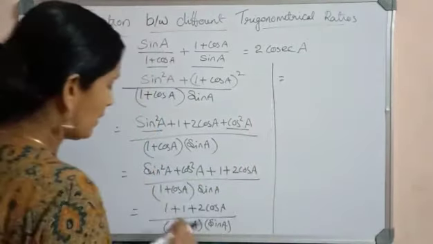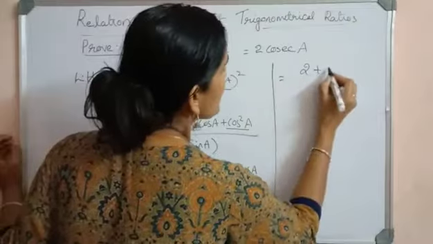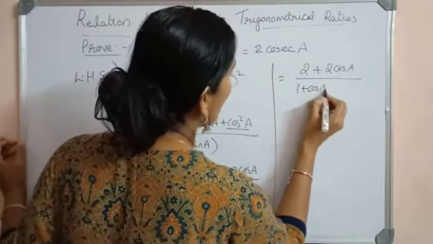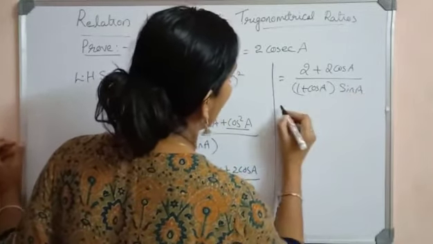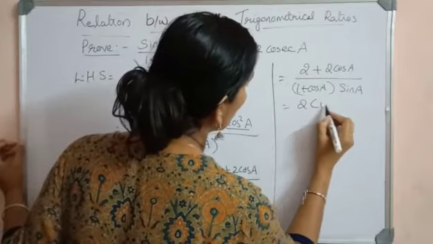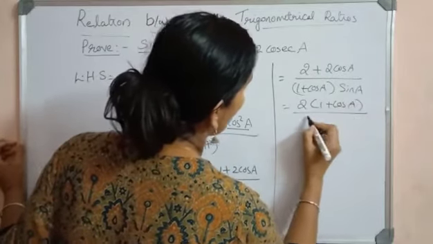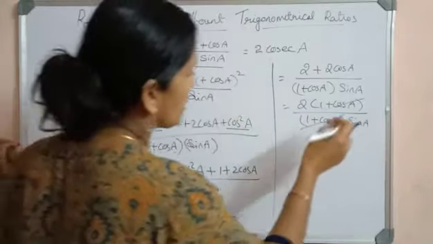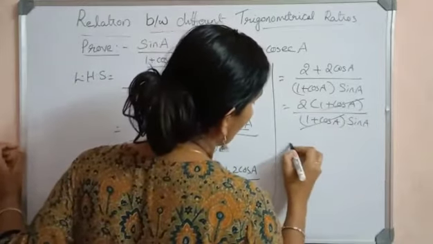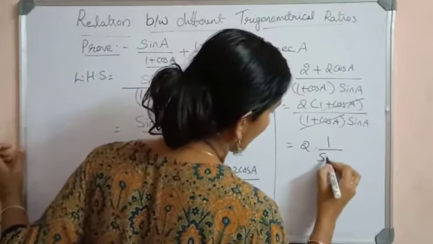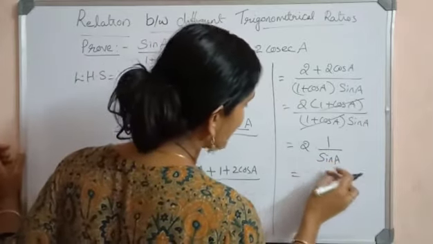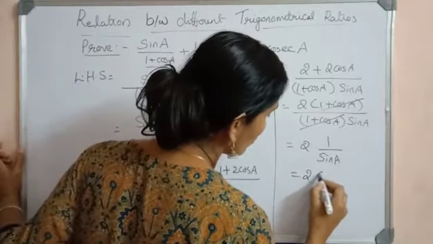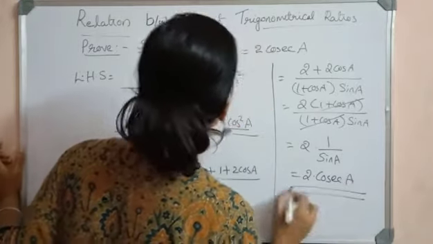And that's equal to 1 plus 1, 2, plus 2 cos a divided by 1 plus cos a into sin A. Take 2 common. This will be 2 into 1 plus cos A divided by 1 plus cos A into sin A. Now 1 plus cos A and 1 plus cos A get cancelled. You get 2 into 1 by sin A. And as we know, 1 by sin A is cosec A. So we can write this as 2 into cosec A. And that is the RHS.